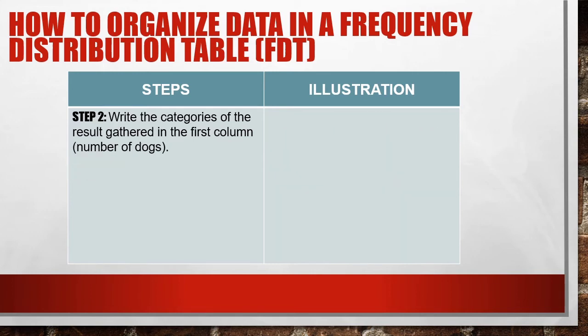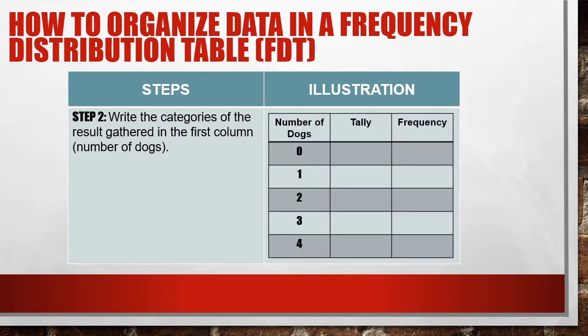Step number 2. Write the categories of the result gathered in the first column, which is the number of dogs. As you notice, I have the numbers 0, 1, 2, 3, and 4, since these are the numbers that appeared repeatedly on the list. To write the category, if the data are numeric, look for the lowest and highest value. Start writing from the lowest value, then write all the values between the lowest and the highest value. So the categories for this example are the values 0, 1, 2, 3, and 4.